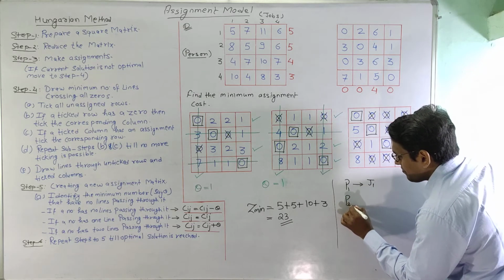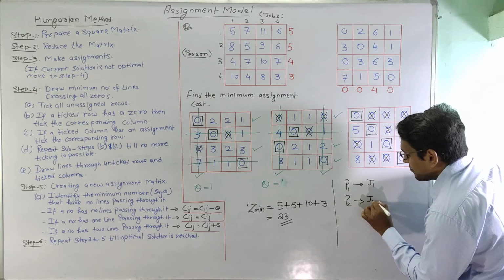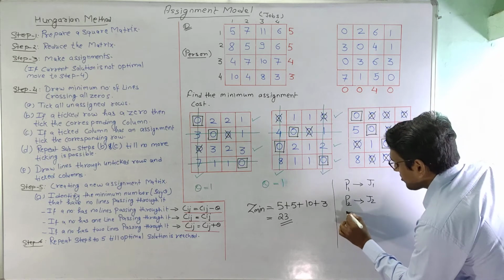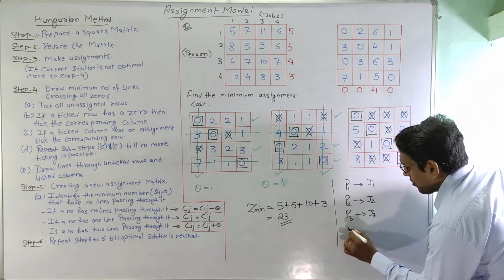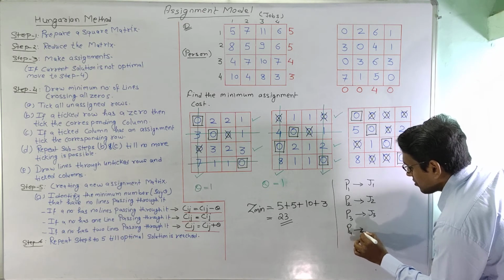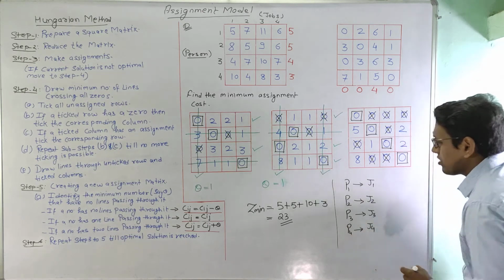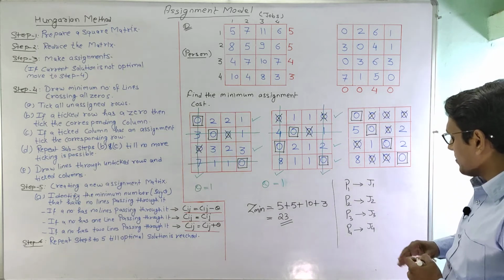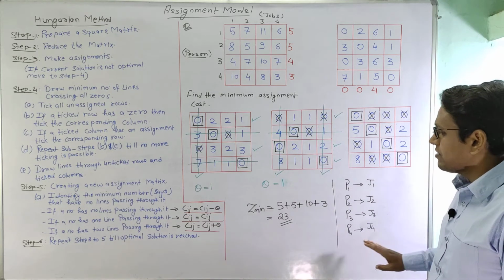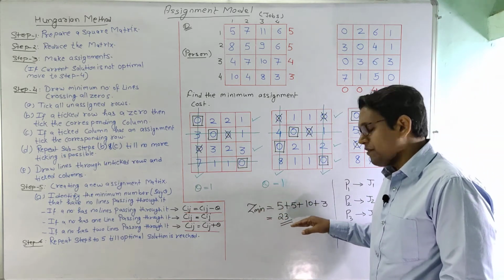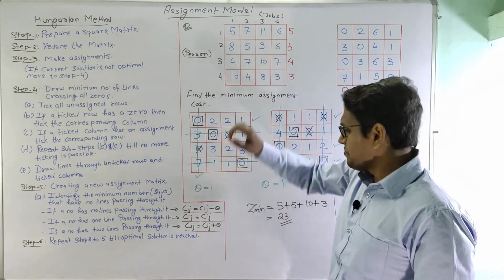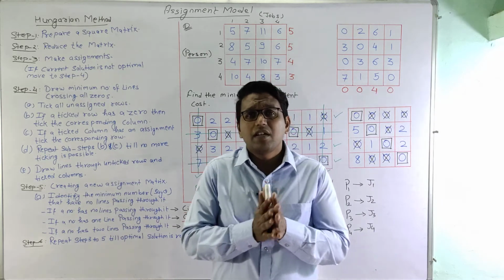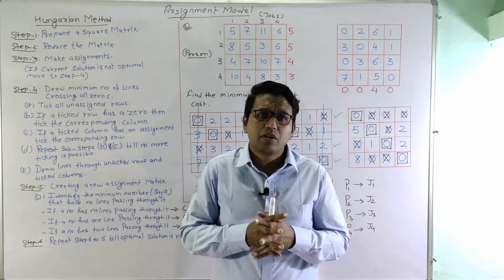Similarly, person 2 has been assigned to job 2. Person 3 has been assigned to job 3. And person 4 has been assigned to job 4. So this is the optimal assignment, and this is the minimum value of z we can obtain for this particular problem. So I think it has been clear how the Hungarian method works.